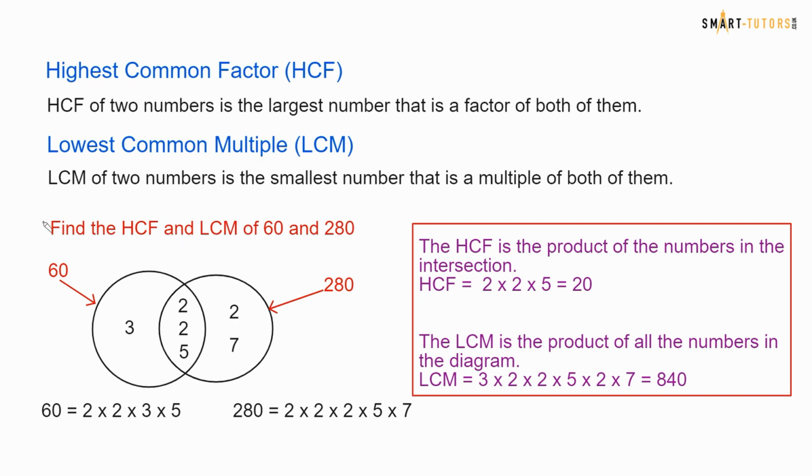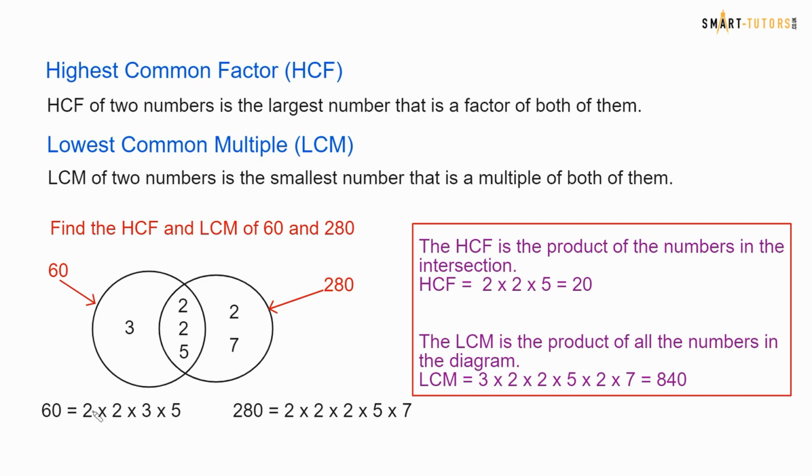Let's introduce this method. Sometimes for harder questions, we use a Venn diagram to find the HCF and LCM. So find the HCF and LCM of 60 and 280. First of all, you need to write down all the prime factors of 60, which is 2, 2, 3, 5, and all the prime factors of 280, which is 2, 2, 2, 5, 7.